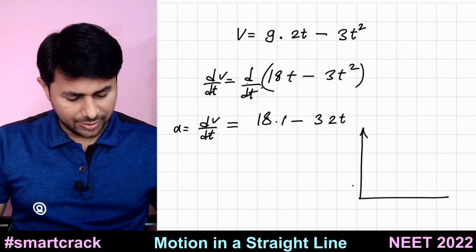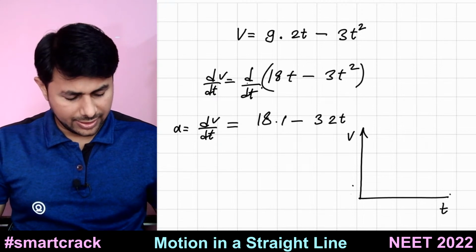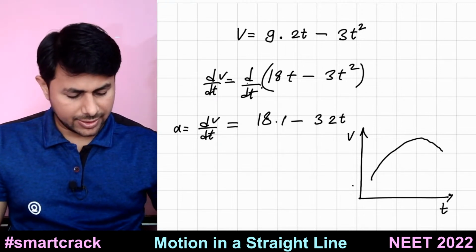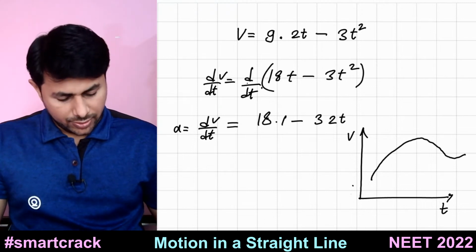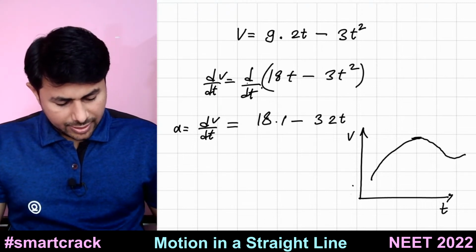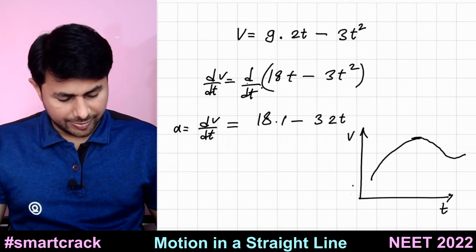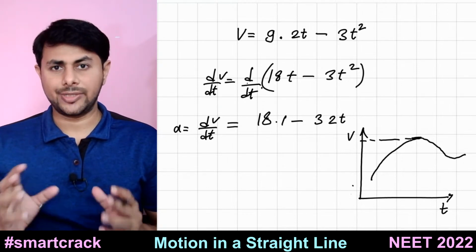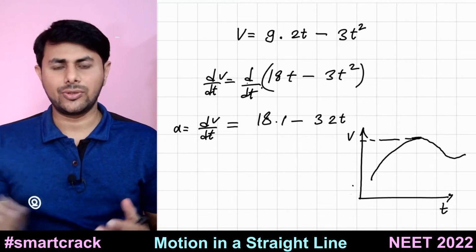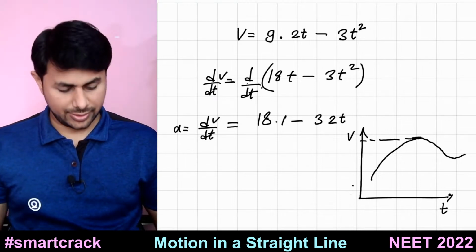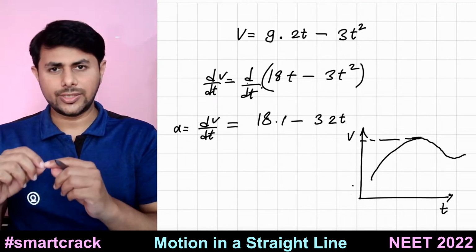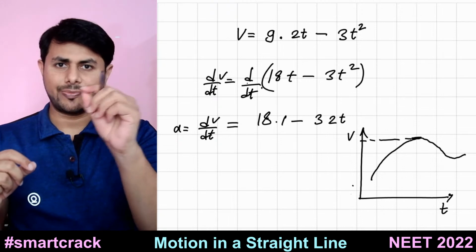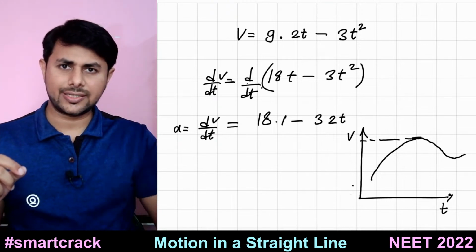So now if you draw the velocity versus time graph, now be careful here. I will draw the v versus t graph. Let's suppose it is something like this. So where is the velocity maximum? It's maximum at this point. And what is the slope of this graph at this point? The slope is 0. So velocity keeps on increasing and increasing, and it becomes maximum at some point and then it starts decreasing.